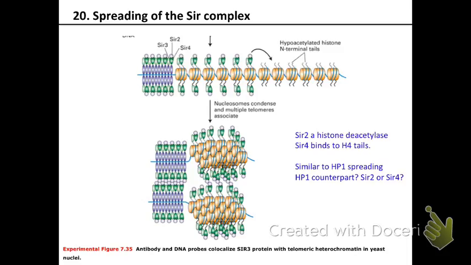HP1, because that is the reader. Right? That's the reader protein that's binding to the methyl 3 in the case of HP1. And the reader protein here is SIR4. But what it reads is not the presence of the modification. It's actually reading the absence of the modification. Right? Any questions about SIR proteins?